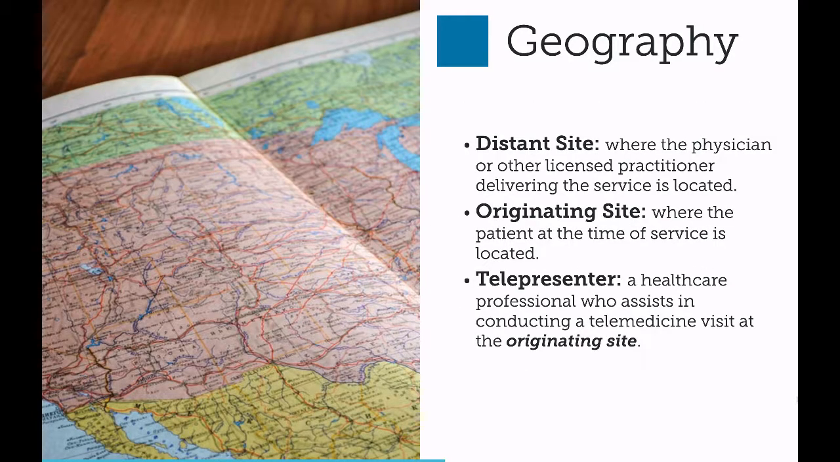Terms related to geography are important, especially when discussing reimbursement, and they can be a little confusing at first. The originating site is the location of the patient at the time the service is being furnished. The distant site is the location of the physician or other licensed practitioner delivering the service.